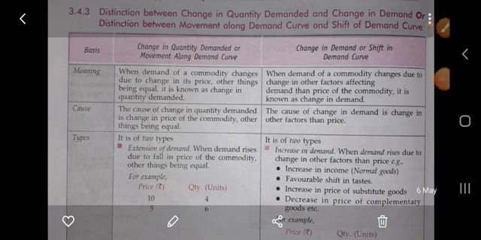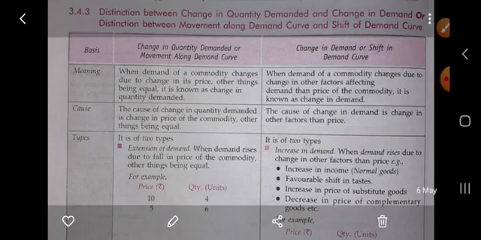Good morning, students. In the last class, we completed the topic of change in quantity demanded and change in demand. In change in quantity demanded, we studied that there is movement along the same demand curve, which means no new demand curve is drawn. And change in quantity demanded is of two types: extension of demand and contraction of demand.